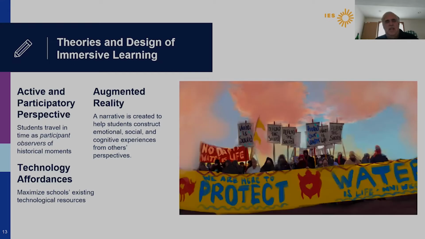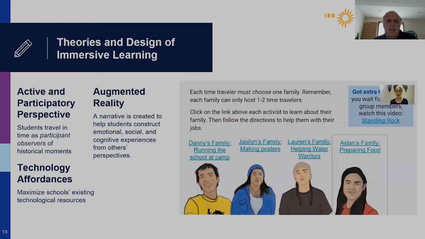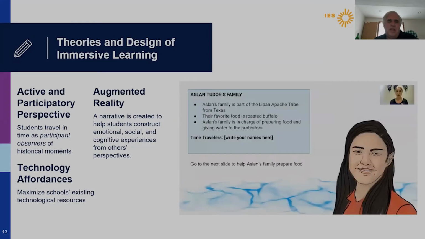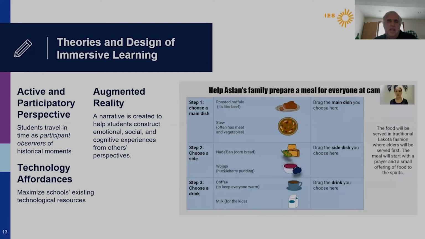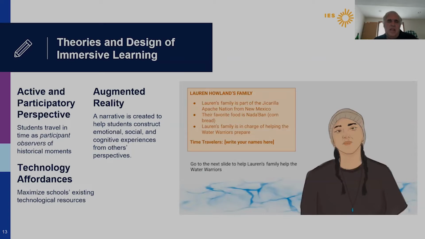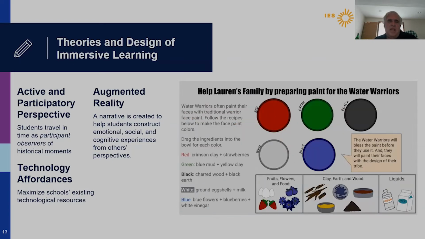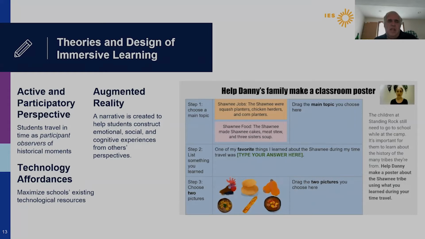We asked each of the student groups to join an activist family preparing to demonstrate against the pipeline that was going to be built on their land. Here, we asked students to help the protesters contribute to their cause. They could choose to help Aslan's family prepare food and water for the protesters, or they could help Lauren's family prepare the paint for water warriors. Again, we relied on the power of activity, with which students practice getting involved in necessary actions and behaviors for their communities. As you can see, the major strength of this approach is that all activities are personalized and aim at helping students experience history through immersive, augmented experiences.